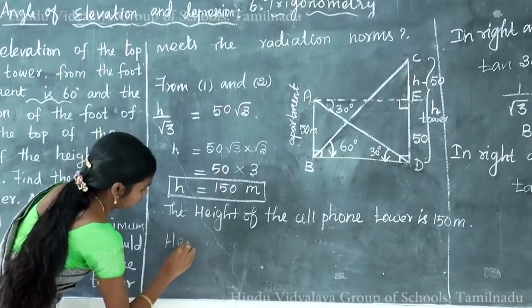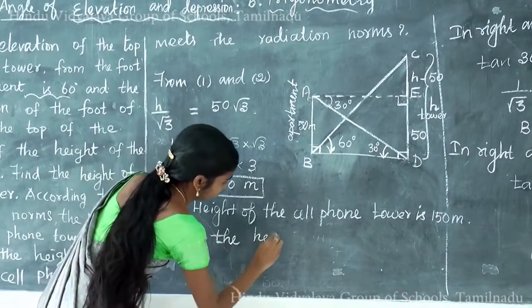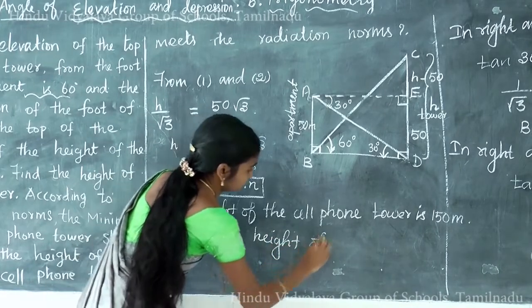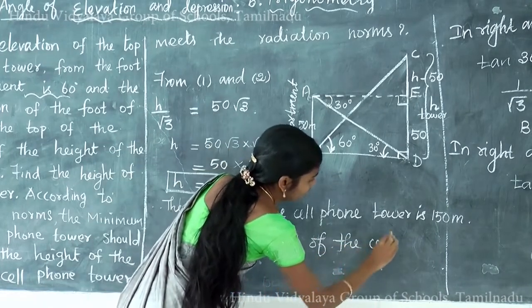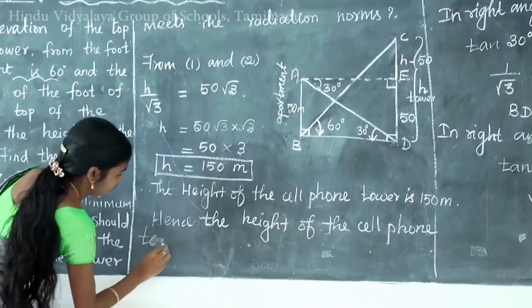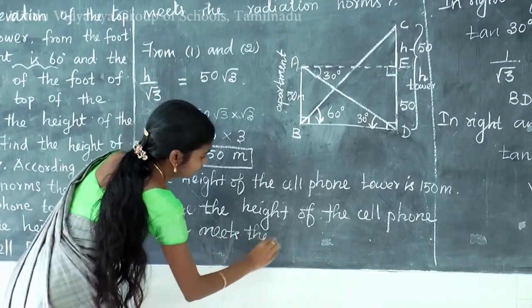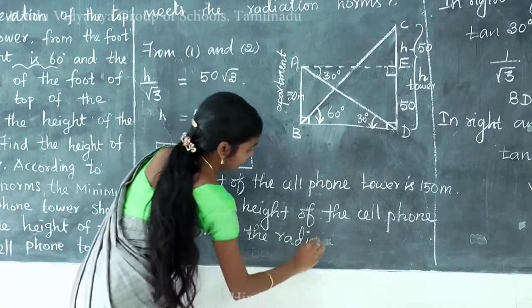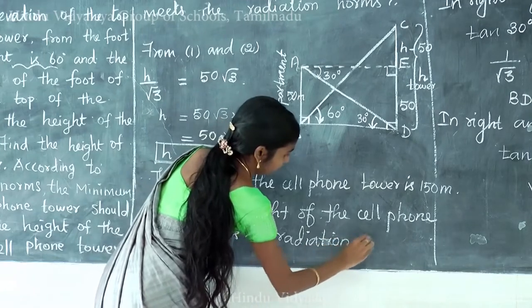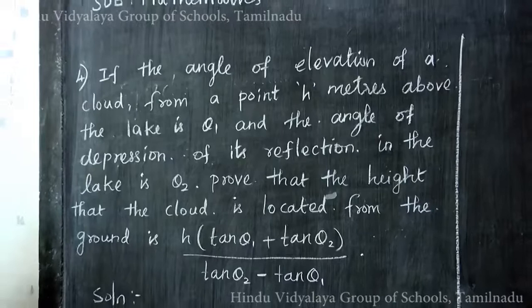Hence the height of the cell phone tower meets the radiation norms. That's our answer. Next question.